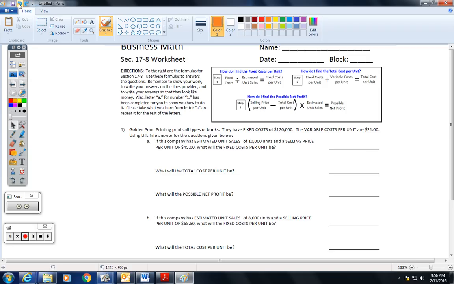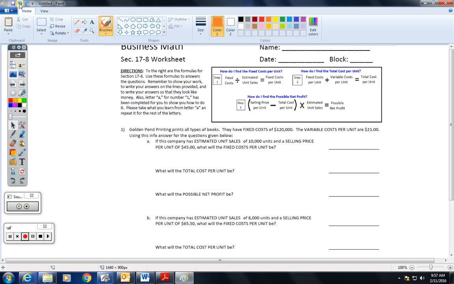By taking all of that into consideration, they can come up with something known as the possible net profit. It's not a guarantee that they'll make this profit. It's just what they believe will happen. It's a hypothesis. All right? And so we're going to be doing that for a lot of our problems today.